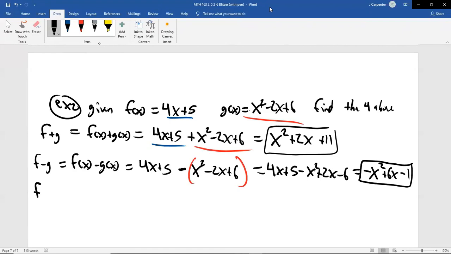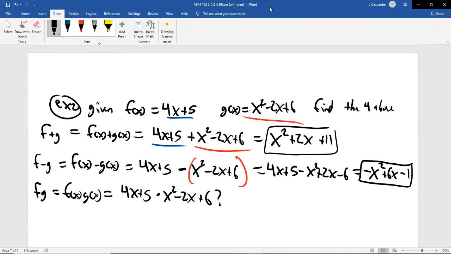All right. How about the product of the two functions, f times g, or written fg in parentheses of x? So that's just the f of x times the g of x. These rewrites are pretty important for us. So that's the 4x plus the 5 times the x squared minus 2x plus 6?